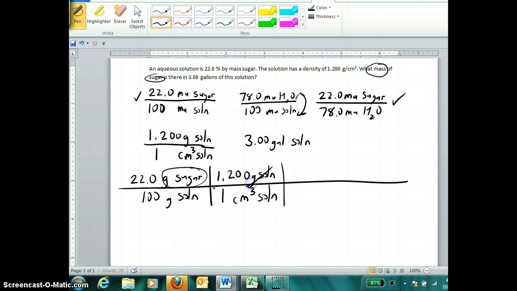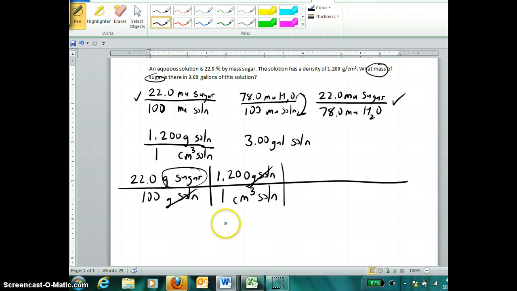And this allows me to cancel the mass of solution from the expression, but it has substituted instead a volume of solution. But that's not a problem because I do have another volume of solution that could allow me to cancel once and for all and leave me with my answer, mass of sugar. So the only problem we still face is an inconsistency of units. Gallons are not the same as cubic centimeters, so I need a quick conversion.